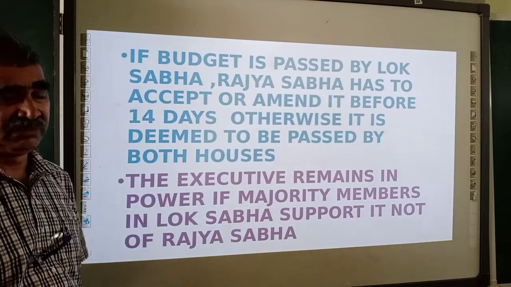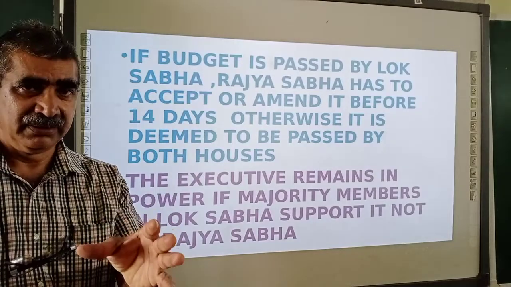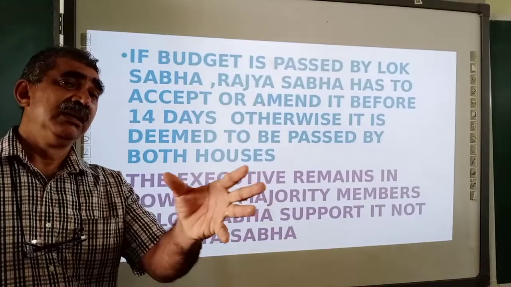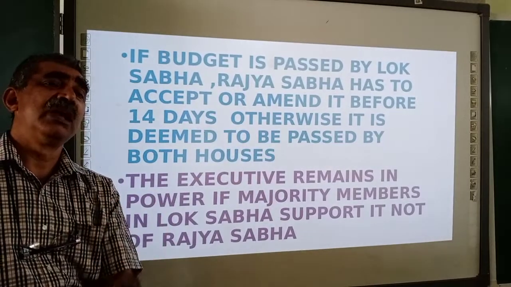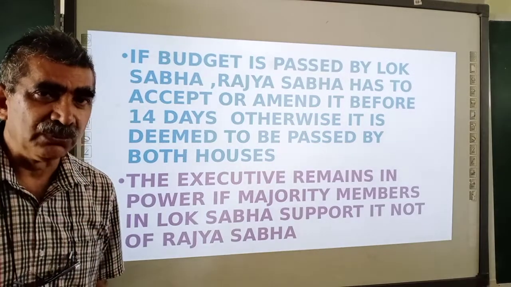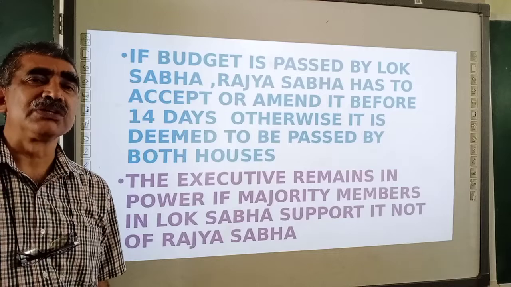If the budget is passed by the Lok Sabha, Rajya Sabha has to accept or amend it within 14 days. Rajya Sabha has to say, yes, we agree. If it doesn't agree, it has to say so before 14 days. After 14 days, if it says something, it has no value. It will go to the President for signature.